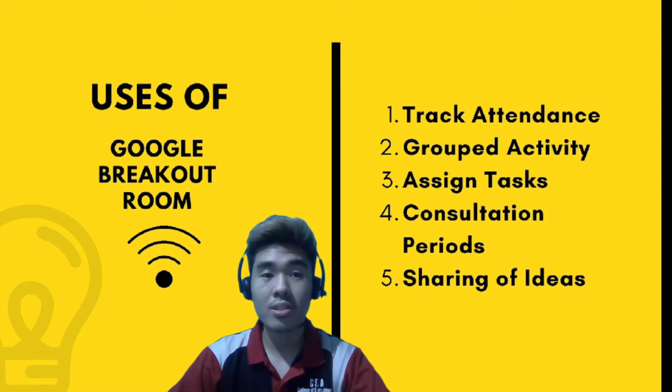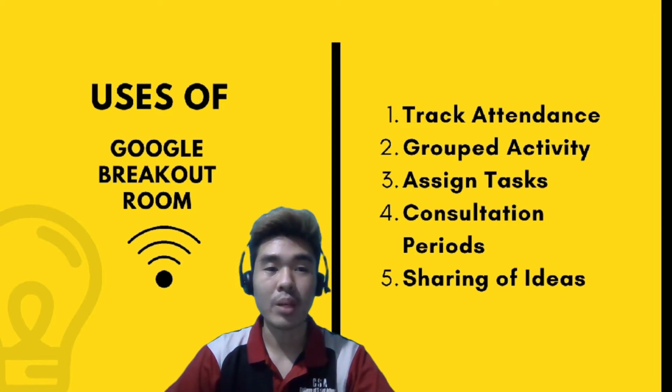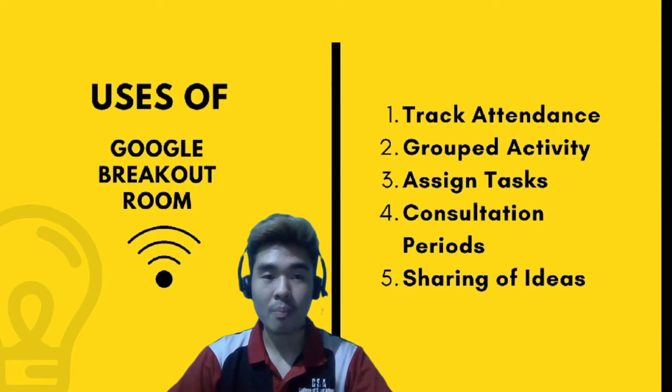So now, here are some uses of Google Breakout Rooms. Number 1, track attendance. We can make students go to each room by category. Examples are boys and girls. Number 2, grouped activity. We can give differentiated instruction for each group. Number 3, assigning tasks. Give tasks to those who are inside the breakout room. Number 4, consultation periods. Give feedback, follow-up, or consultation to students with academic or behavioral concerns. And number 5, sharing of ideas, or another term, brainstorming.